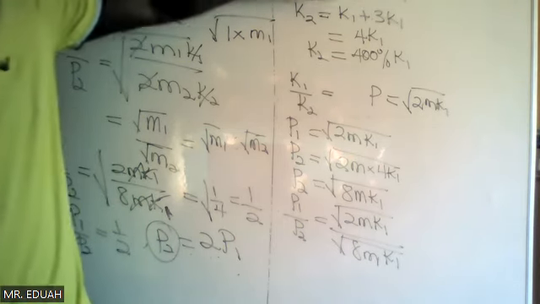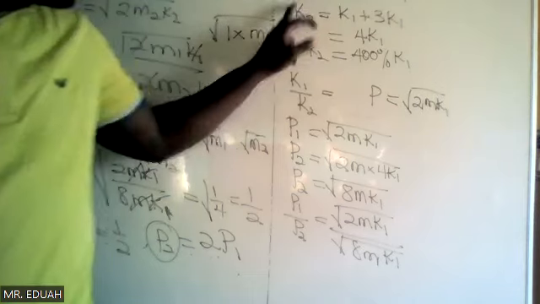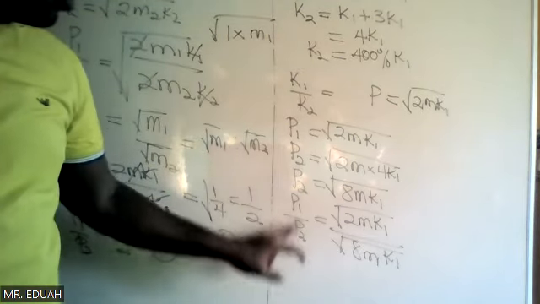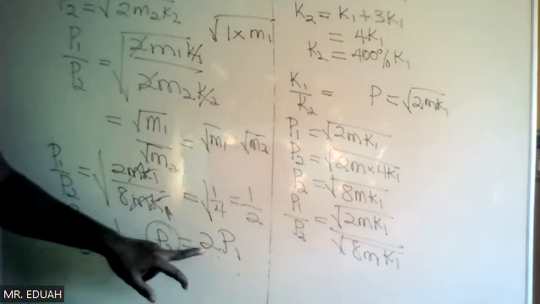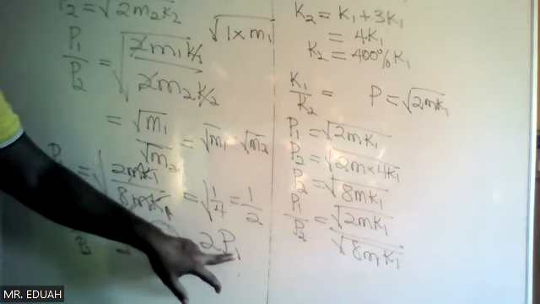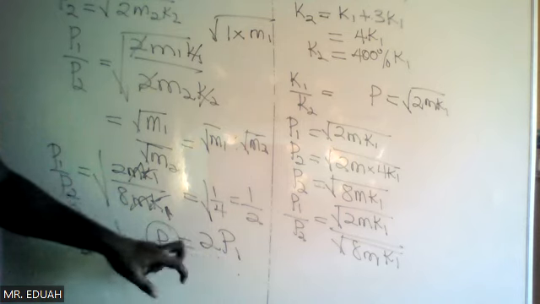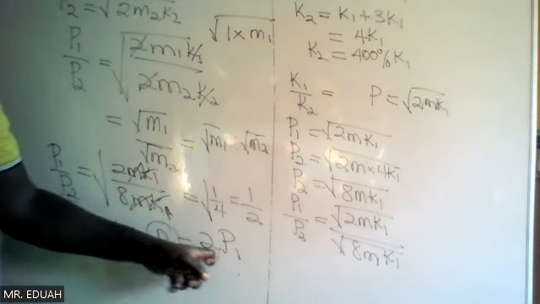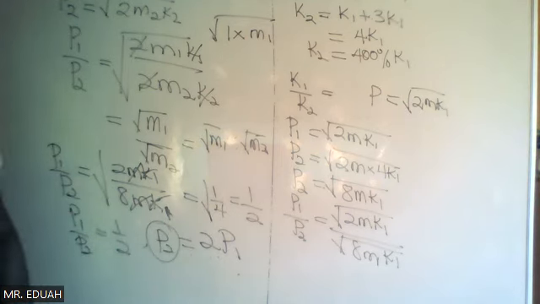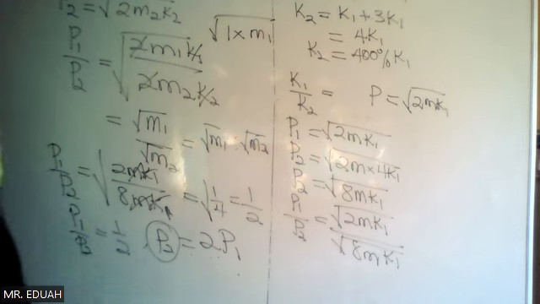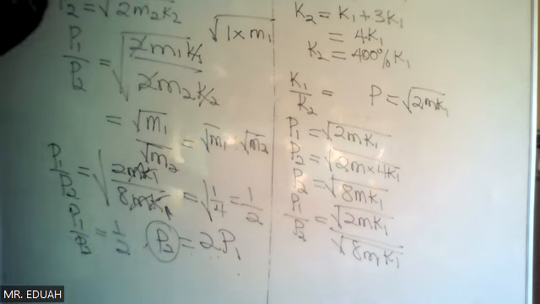We increased kinetic energy by 300%. And when we went through, we realized that the new momentum will be two times the first momentum. And so the momentum is increased by 200%. Please, are we okay? Class, are we fine?